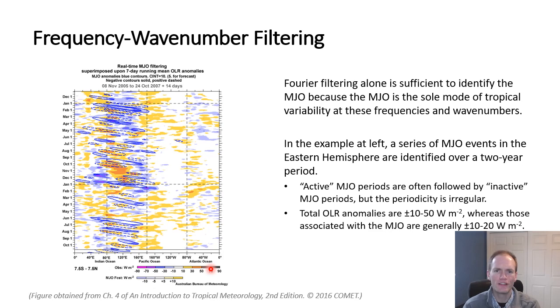I'll also note that these total outgoing long-wave radiation anomalies, given by the first color bar here, are generally about 10 to 50 watts per meter squared on either side of 0. Whereas these contours here listed up at the top, the contour interval is 10 watts per meter squared. And we generally only have 1 or 2, at rare times 3, concentric contours. So the Madden-Julian oscillation's outgoing long-wave radiation anomalies are somewhat weaker, about 10 to 20 watts per meter squared. So on average, we're looking at about 25 to 50, sometimes even a little bit more, of the total outgoing long-wave radiation anomaly is associated with the Madden-Julian oscillation's active or inactive phase.